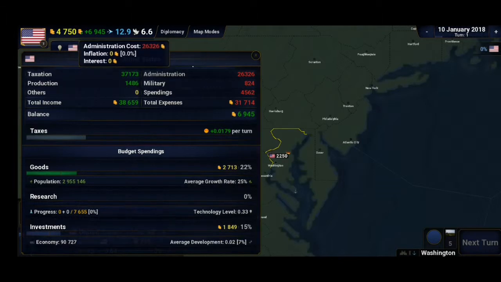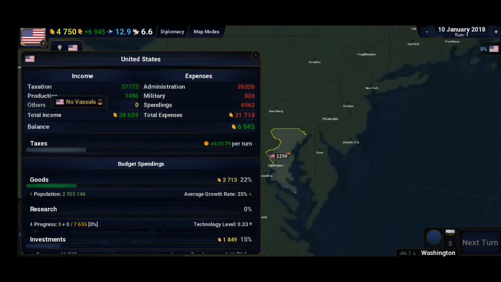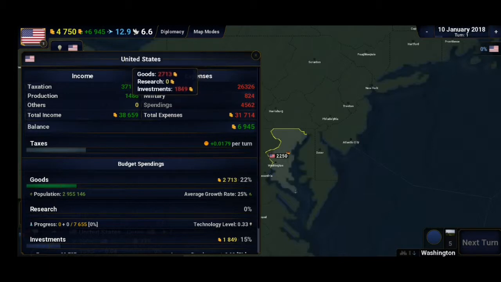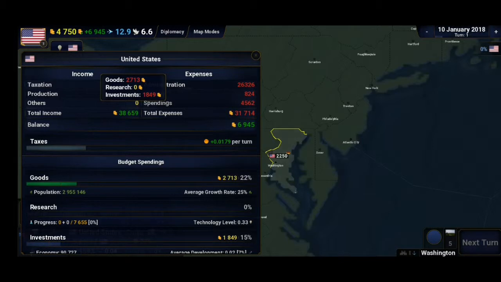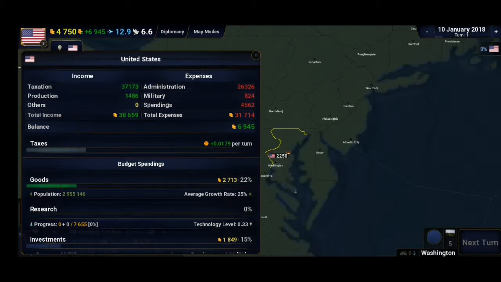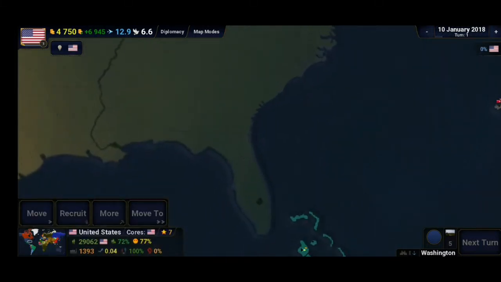Administration over here, it's how much you spend on your government. Military, how much you spend on maintaining an army. Spendings other than goods, research, investments. Where you gain money from: taxation, over here my taxes, production, and others you can get from vassals, like if you have puppet states.